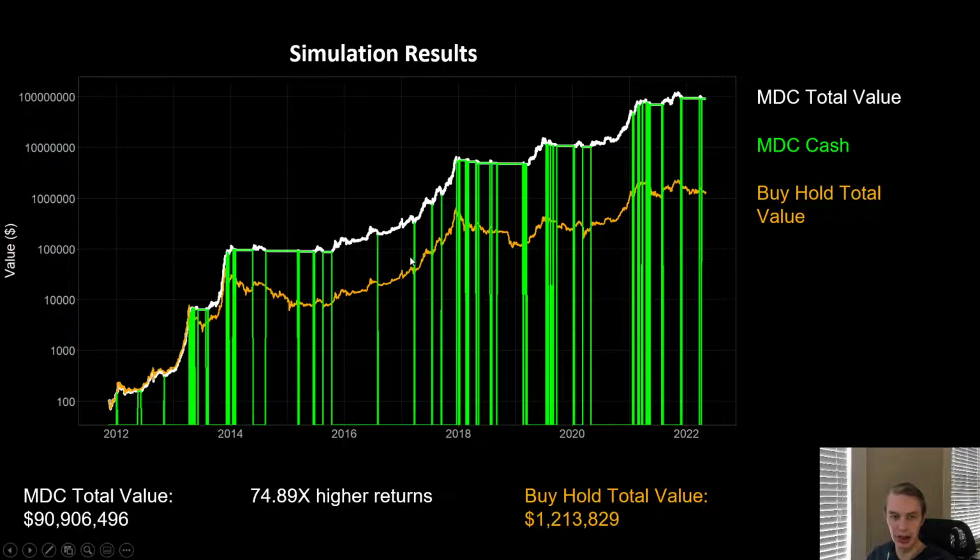And again, the MDC values I was using to do this are real time. There's no hindsight bias possible here. Those values were calculated without any knowledge of price action that happened later. And so this is literally what would have happened if you used this model versus just buying and holding.